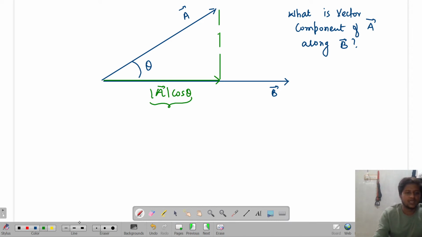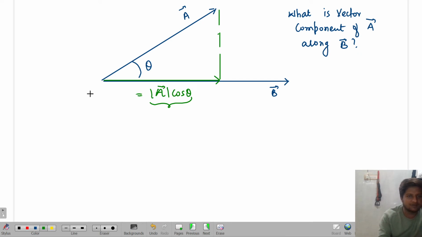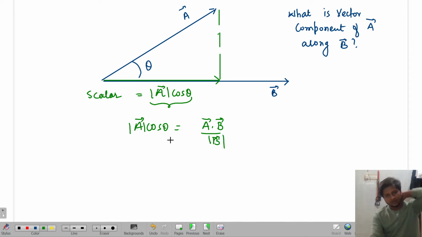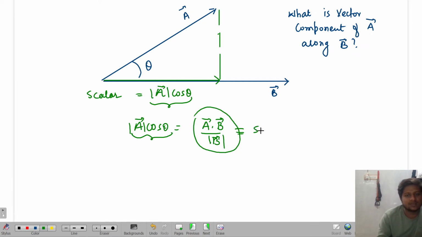This is modulus of vector A, but try to understand, this is a scalar value or not. I ask you what is the vector component along B. So to understand that, modulus of vector A cos theta should be written as vector A dot vector B divided by modulus of vector B or not. Tell me yes or no. If I write the formula A dot B is equal to AB cos theta, then modulus of A cos theta can be written as A dot B divided by modulus of B. But this A cos theta is a scalar value, and I'm asking what is the vector component.